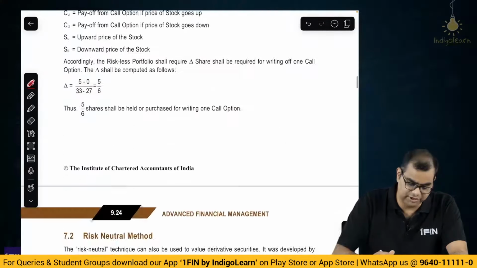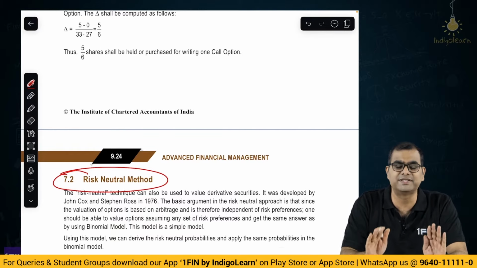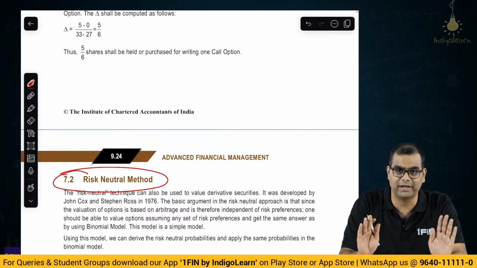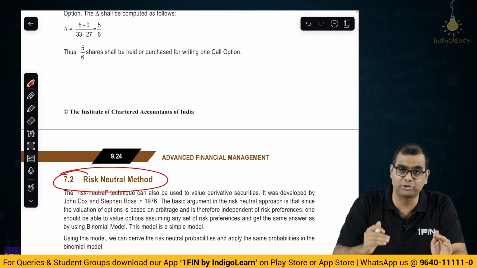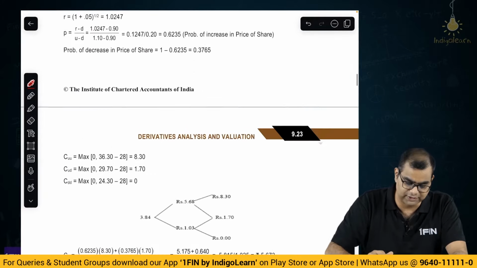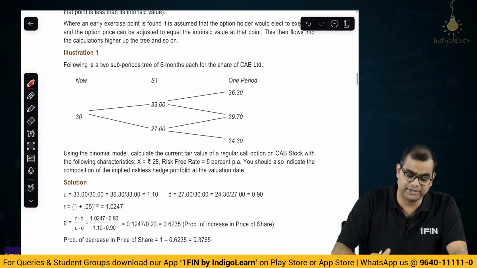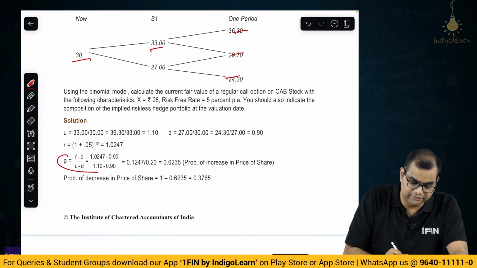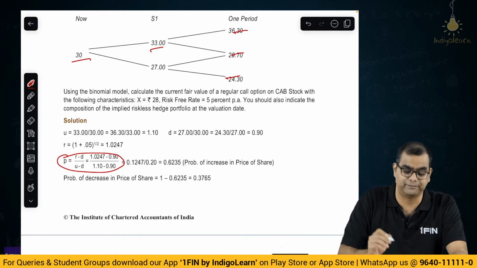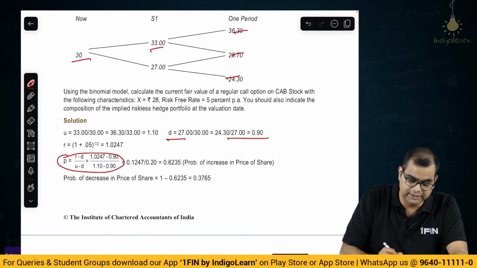Now, I am not getting into whether ICAI is right or not, that will be an independent discussion. They have clearly specified that there are two methods, binomial and risk neutral, and they have computed something also. Now, let us come down further. In the binomial method, what have they done? They have given stock prices. This is illustration 1. These are various stock prices. From the stock prices, they have computed the value of P. They have computed U, D, then what is R, and they have computed P.